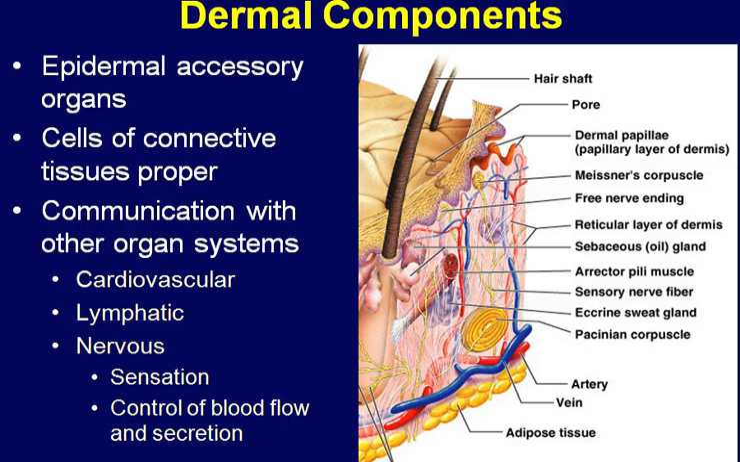Apart from these two layers, the dermis also consists of some epidermal accessory organs like hair follicles and glands. It also contains cells of connective tissue proper, and has some blood vessels, lymphatic vessels, and nerves for communication with other organ systems.